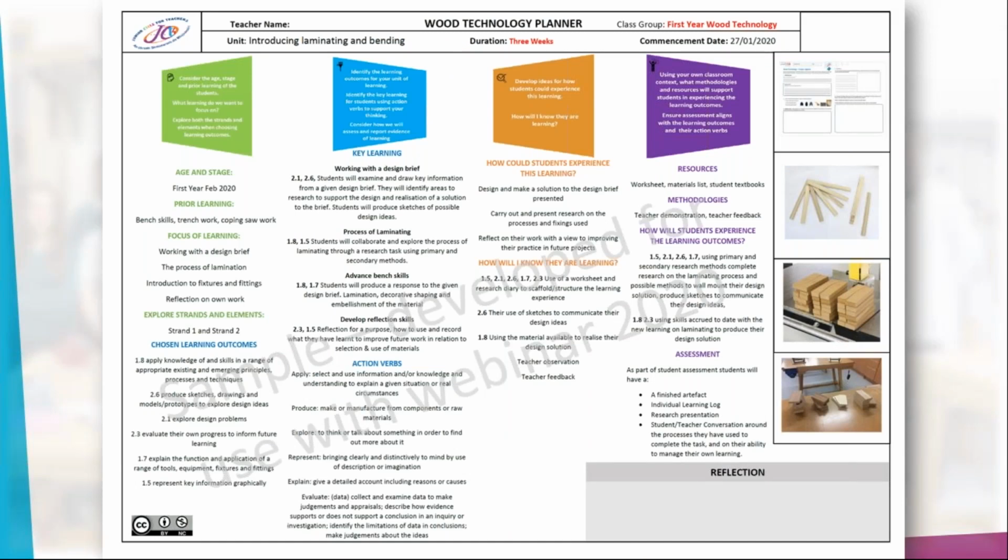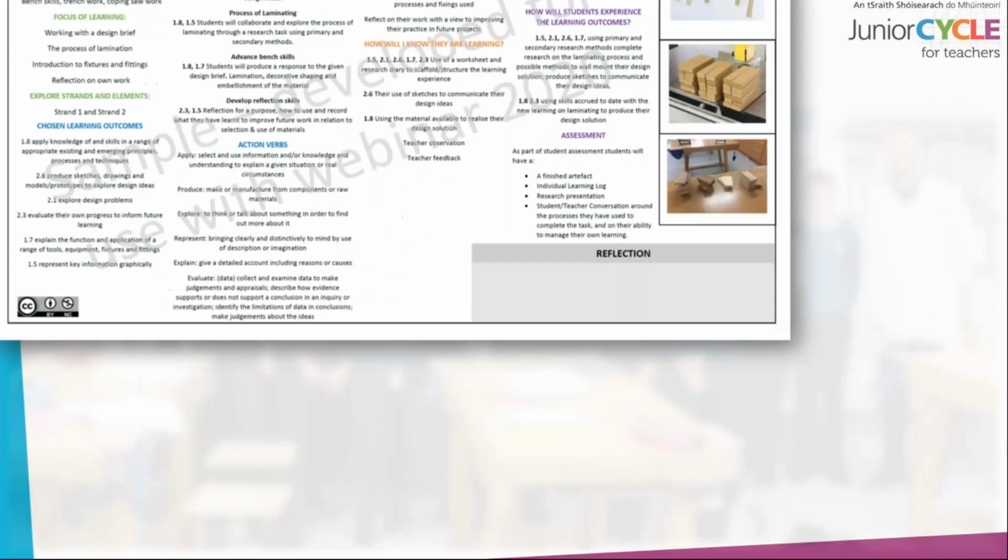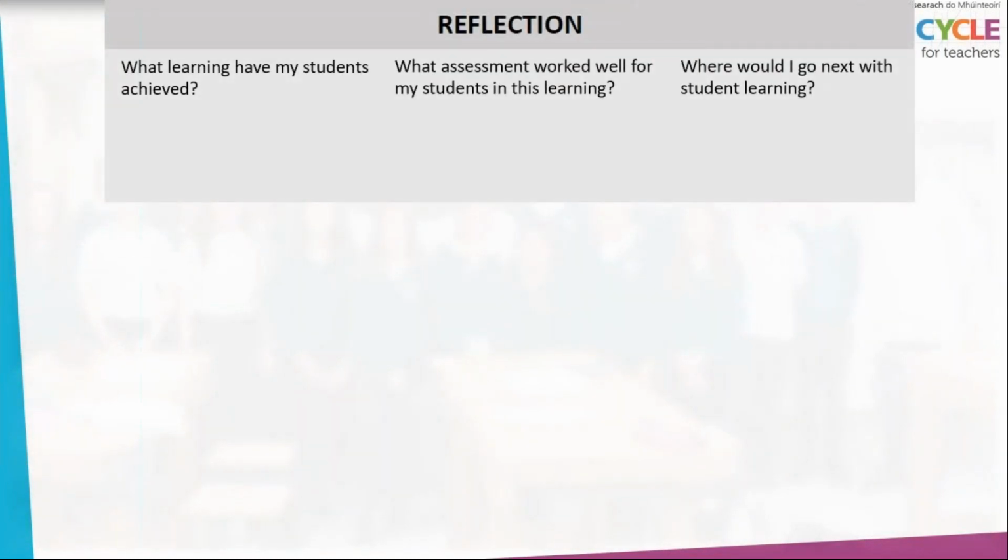So upon reflection at the end of this plan, I'm going to ask Owen to outline his thinking on 3 questions. And the 3 questions are: what learning have my students achieved? What assessments worked well for my students in their learning? And ultimately, where would Owen go next with his student learning? So Owen, could you maybe outline your thoughts on those questions?